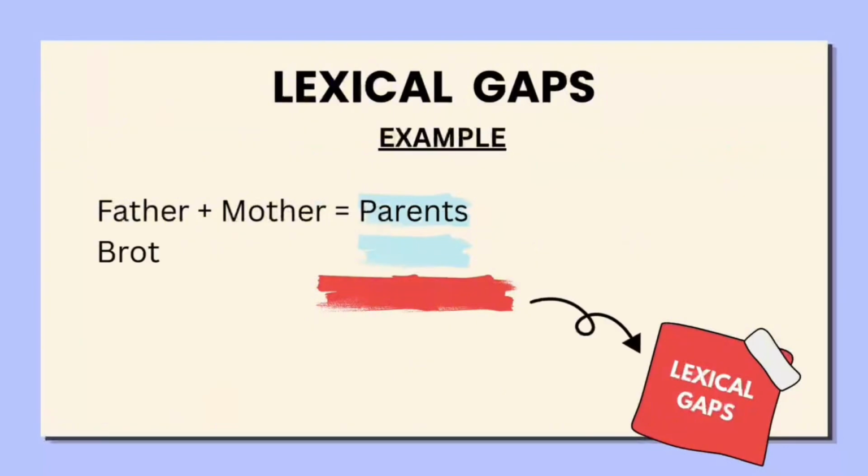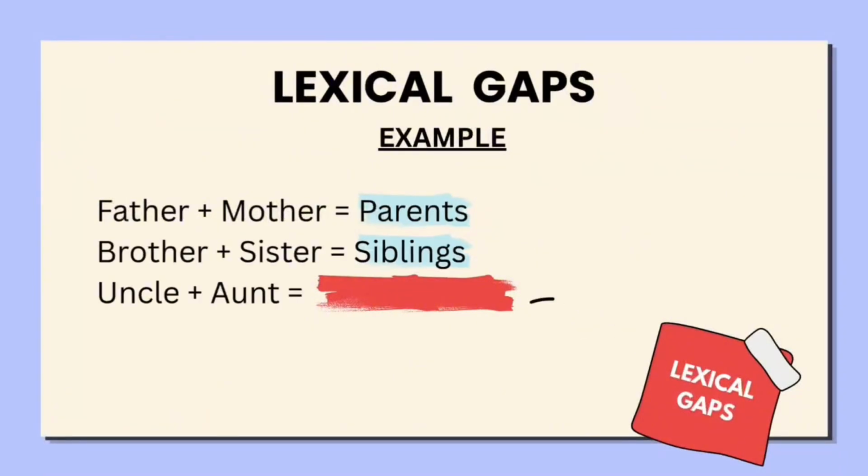So now let's start this session with a very familiar example. When we look at our family tree, if we want to talk about a father and mother together, we have the perfect overarching word, parents. A brother and sister combined are siblings. But what happens when we try to find a single everyday English word that includes both an uncle and an aunt? We draw a blank. There is none. This missing piece in our vocabulary is exactly what we call a lexical gap.